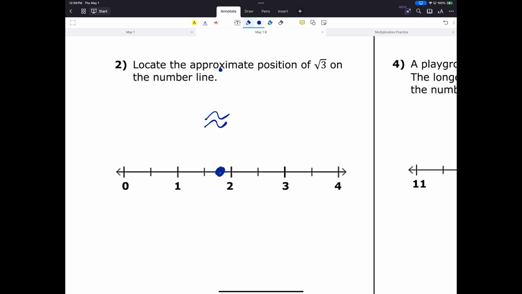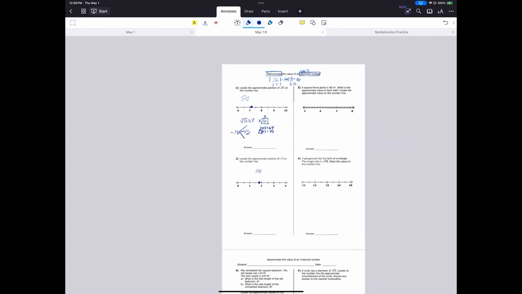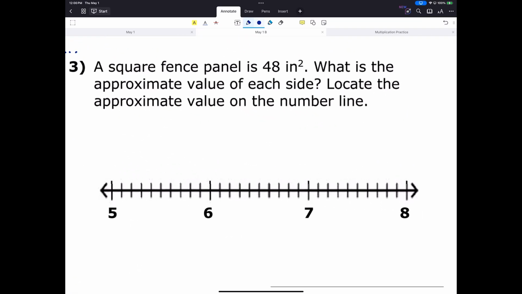Once again, locate the approximated position of the square root of 3 on the number line. It's between 1 and 2, closer to 2. Any questions? Let's go on to 3.